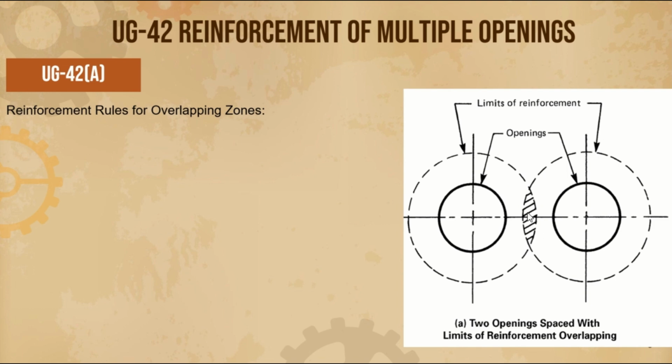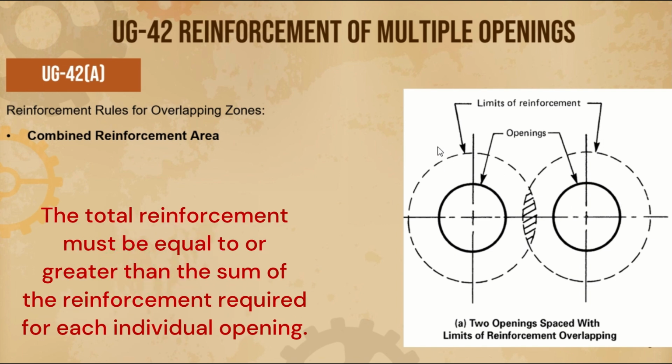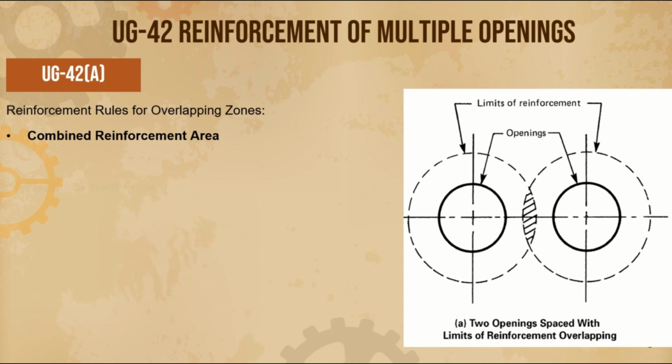So this is the overlapping zone, right? The first rule is combined reinforcement area. The total reinforcement area must be equal to or greater than the sum of the reinforcement required for each individual opening. For example, we know how to calculate reinforcement area, right? As per UG-37, we can calculate reinforcement area for these two openings. Whatever total reinforcement we provide for these two openings must be greater than the sum of the reinforcement of the individual openings. This is the first point.